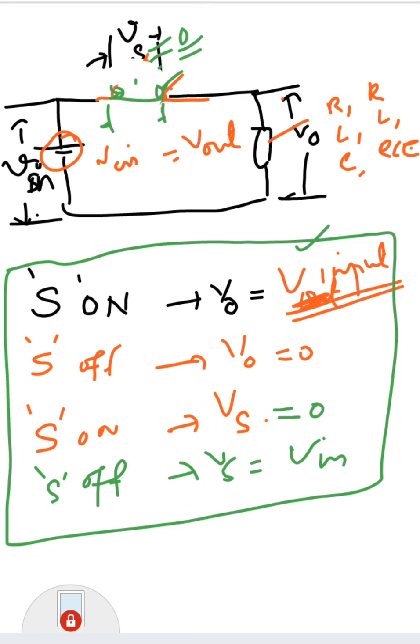Switch is on, output voltage is equal to input voltage. That's the first rule. Switch is off, output voltage is equal to 0. Switch is on, voltage across the switch is equal to 0, and switch is off, voltage across the switch is equal to input voltage. With this idea, we will first learn the R triggering circuit.